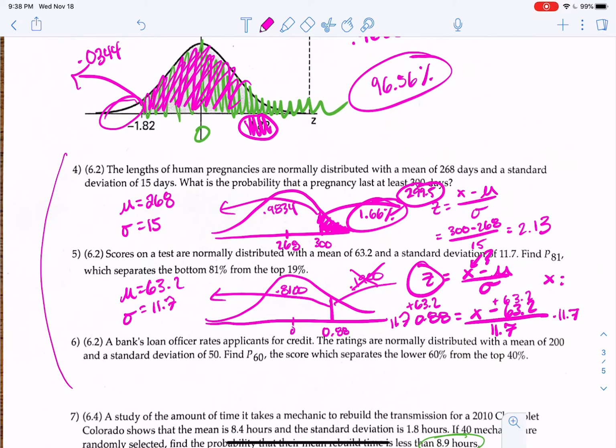I'm going through this kind of fast because you should already have this done probably. 0.88 times 11.7 and then plus 63.2. And I got 73.5-ish. That's what he should be.